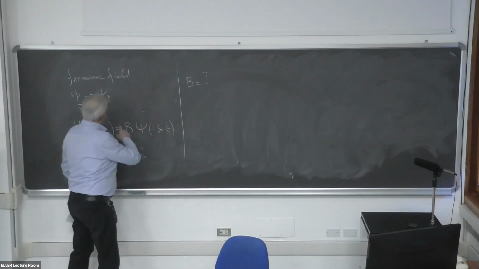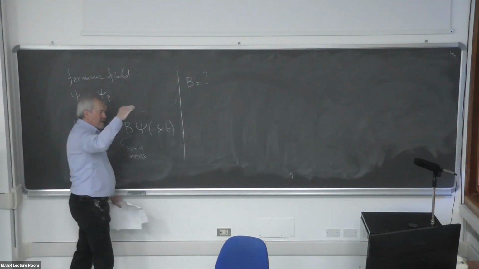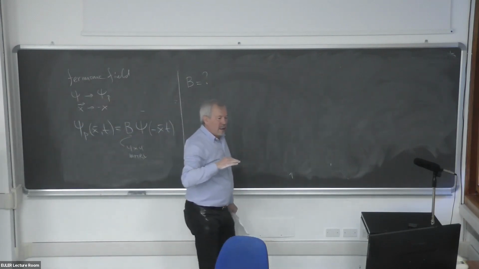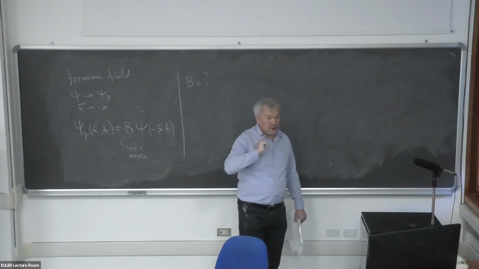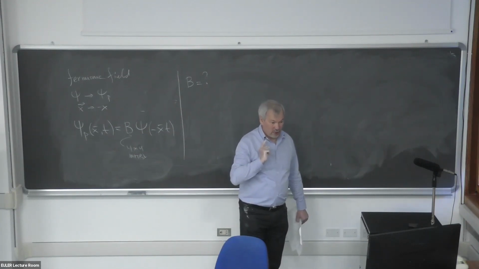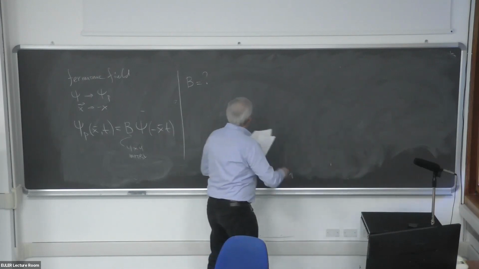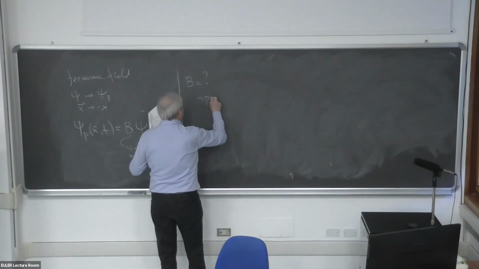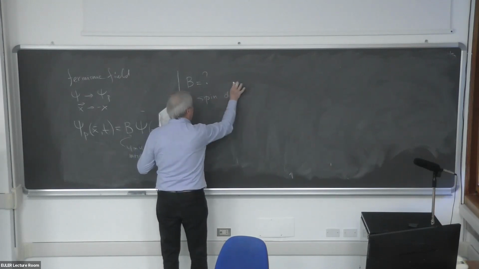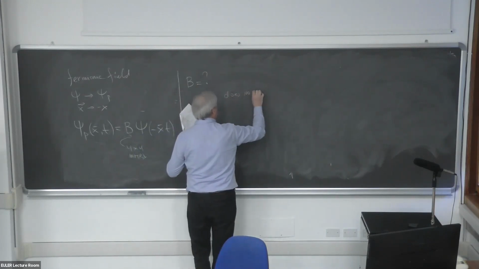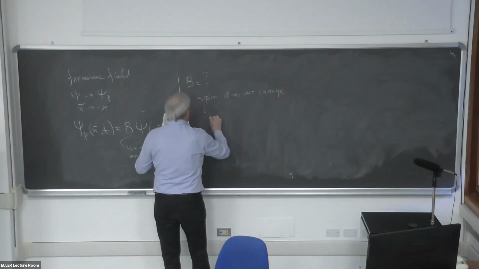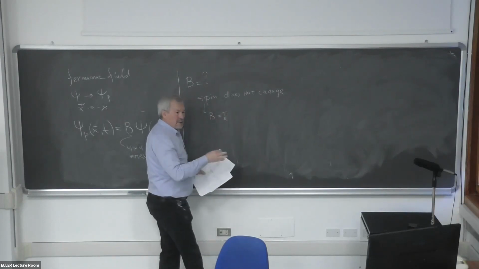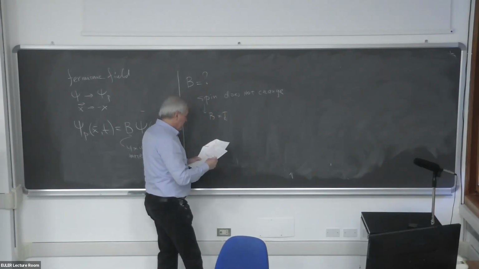So you have here this object with 4 components, right? And this is a bi-doublet. And in the doublets, you have different projections of the spin, so that b should not modify spin variables. And therefore, spin doesn't change. And therefore, b can be either the unit matrix. It doesn't affect the spin variable, it doesn't change anything.